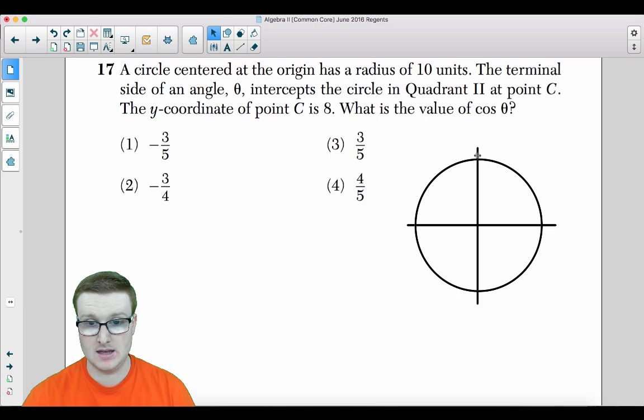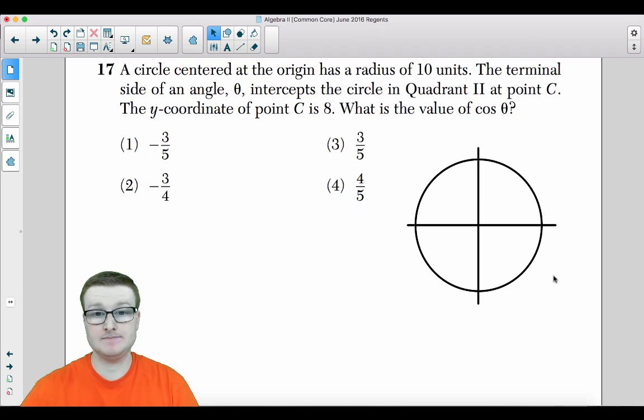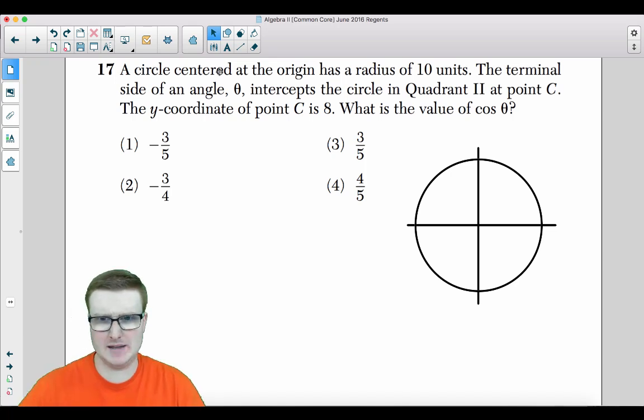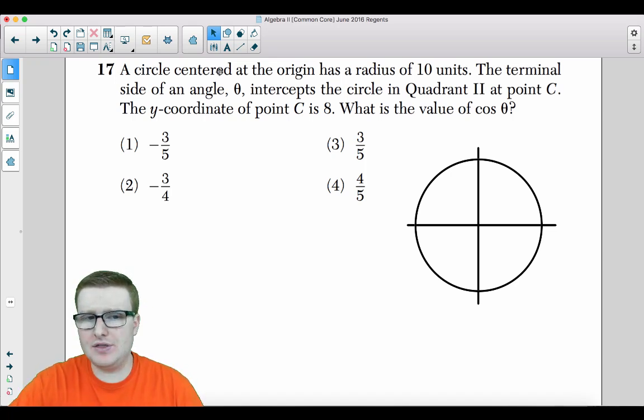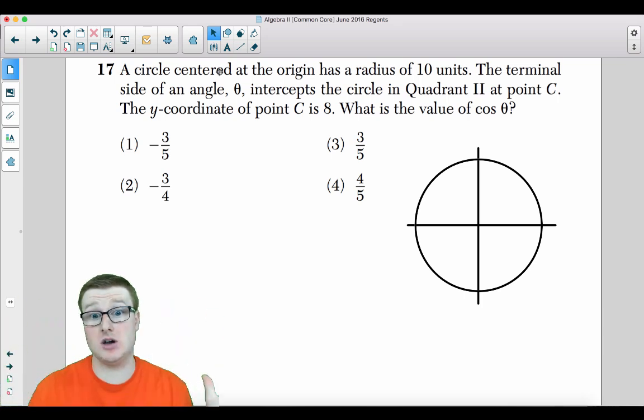Perfect. Now, it says here it has a radius of 10 units. I'm going to leave that off for a second. The terminal side of an angle theta intercepts the circle in quadrant 2 at point C. The y-coordinate of point C is 8. What is the value of cosine theta? Some of you are like, what is he talking about?